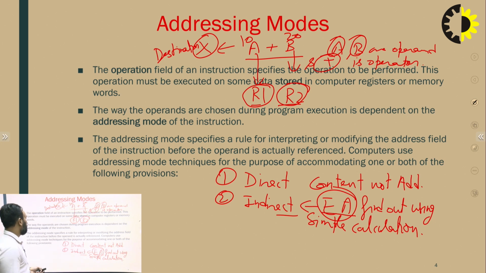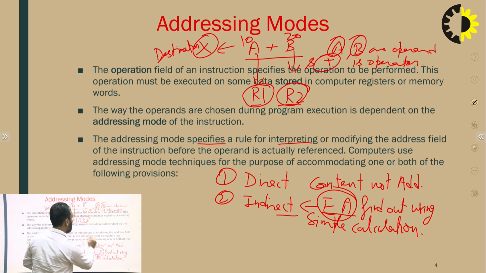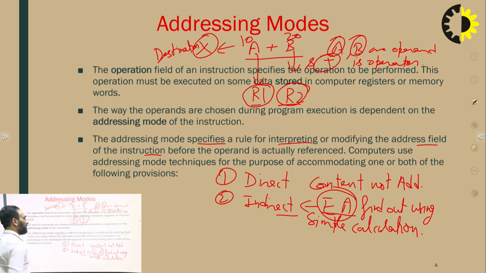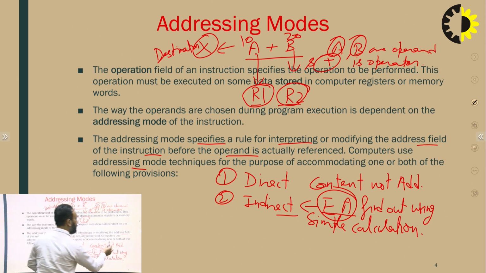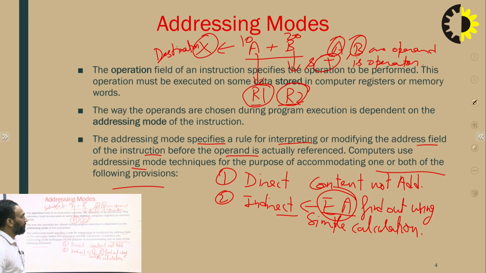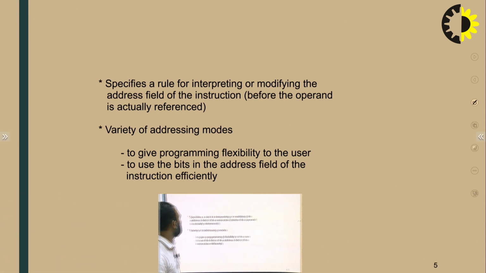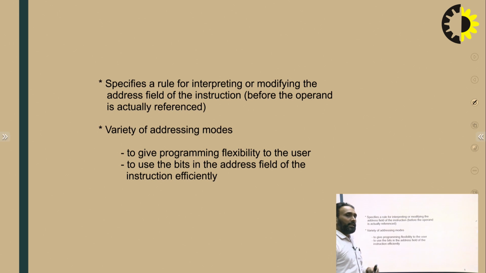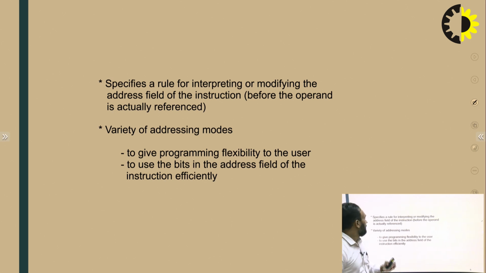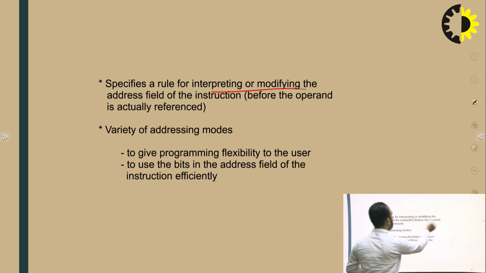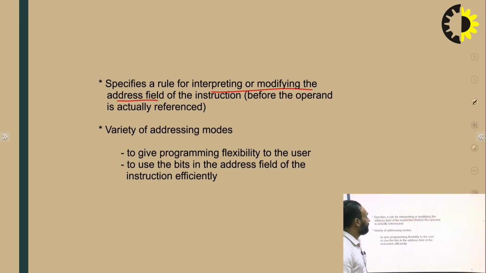Addressing mode specifies a rule for interpreting or modifying the address field of the instruction before the operand is actually referred. Computers use addressing mode techniques for the purpose of accommodating one or both of the following provisions. So why are we using different addressing mode methods? There are two broad reasons. First, we need a specific set of rules to specify or call an address, like a rule for interpreting or modifying the address field of the instruction before the operand is actually referred.